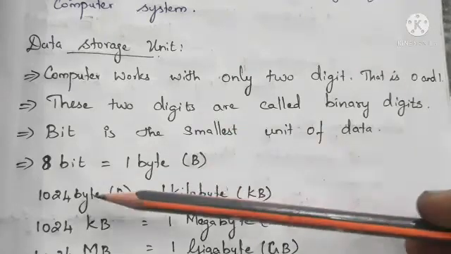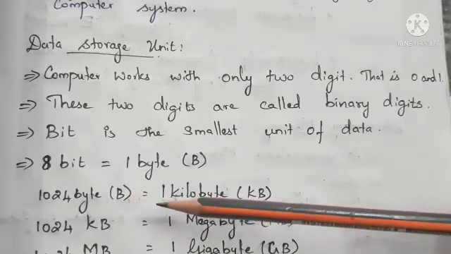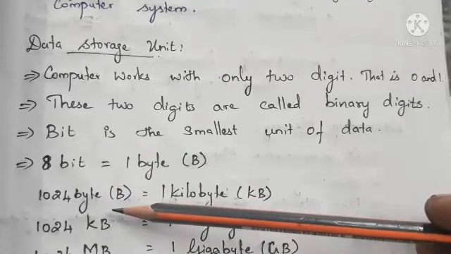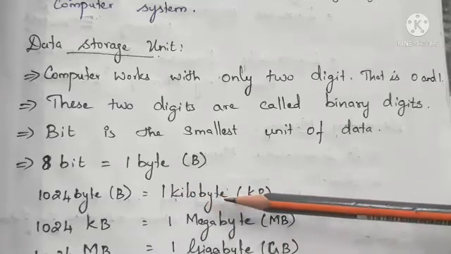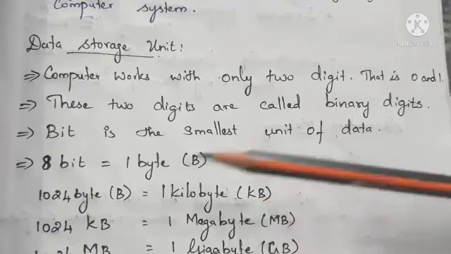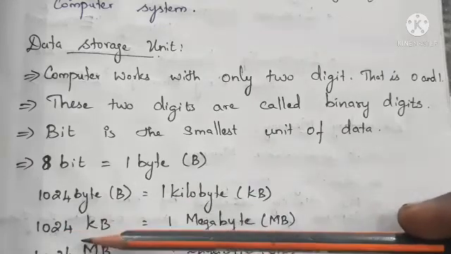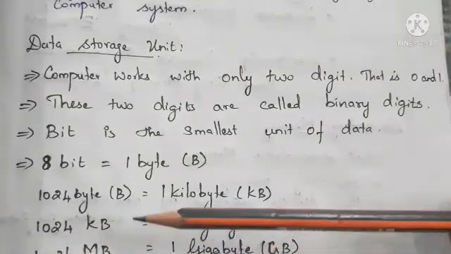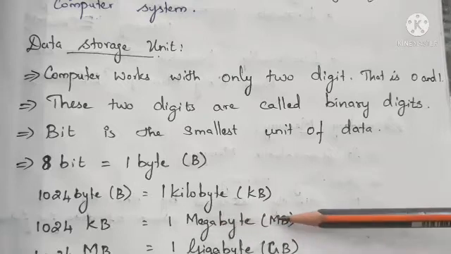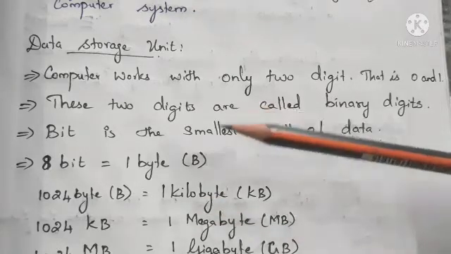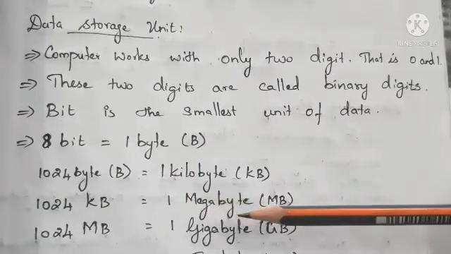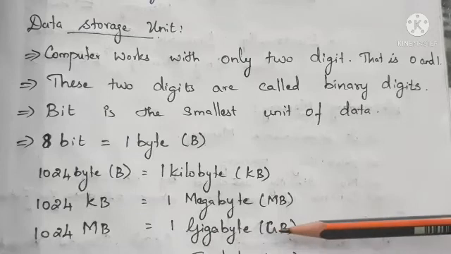Then next, 1024 bytes make 1 kilobyte, which we denote by KB. Likewise, 1024 kilobytes together form 1 megabyte, that is MB. The next one, 1024 megabytes together form 1 gigabyte, which we call GB.